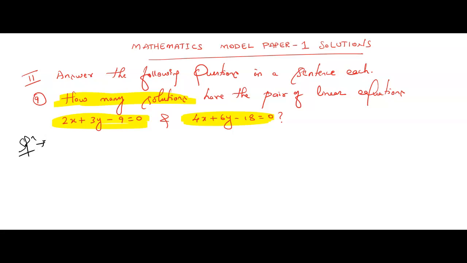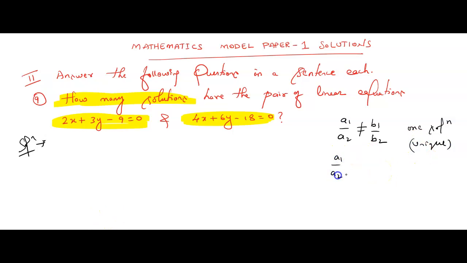See children, here we have three conditions, as I have already discussed in my last session. If a1 by a2 does not equal b1 by b2, then we say that it has only one solution. It has how many solutions? One solution, that is nothing but a unique solution. That is also called unique.